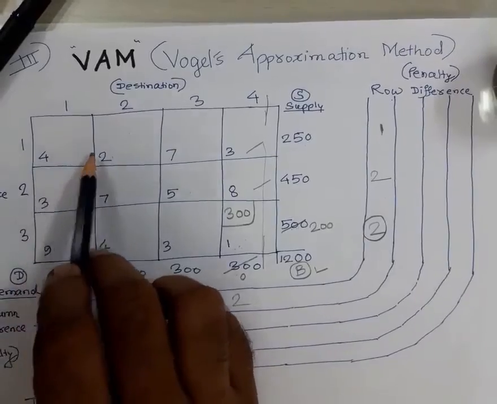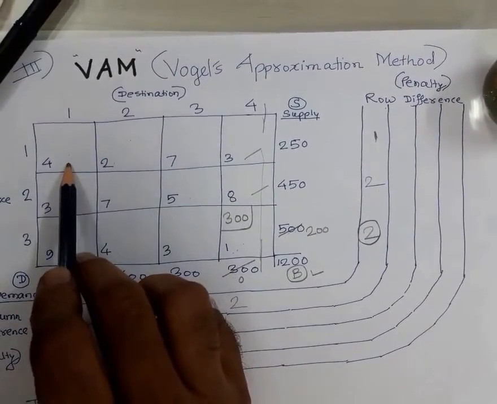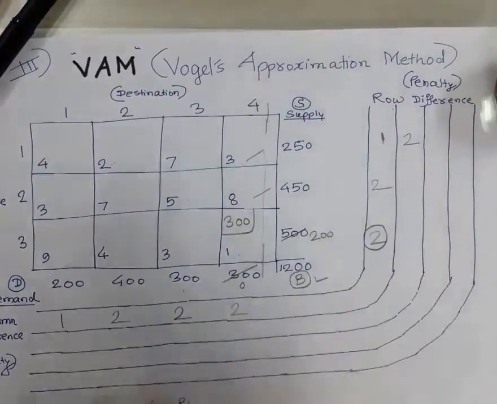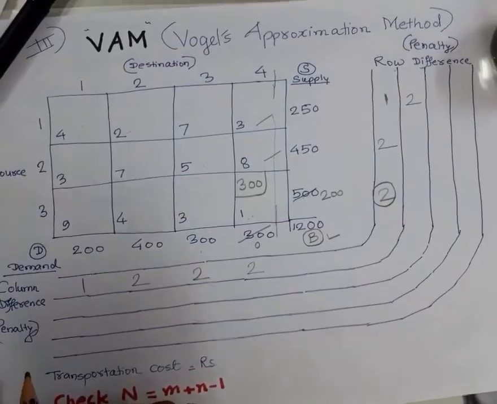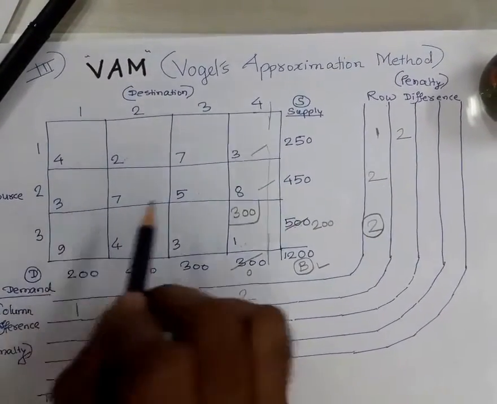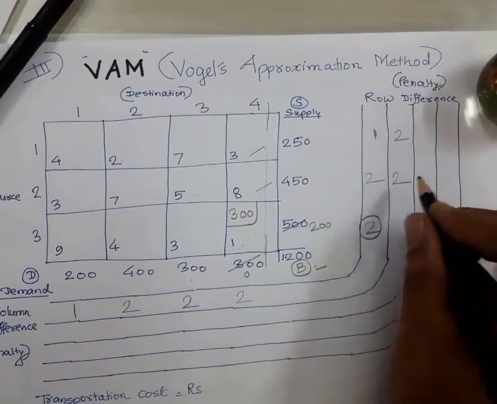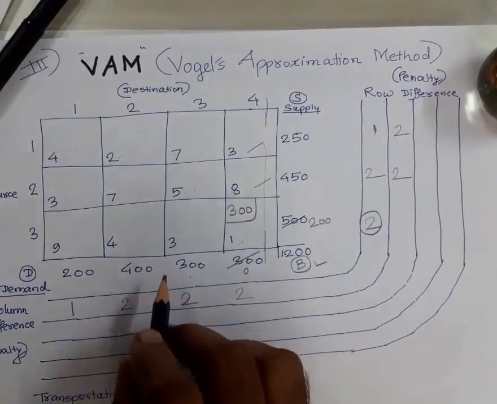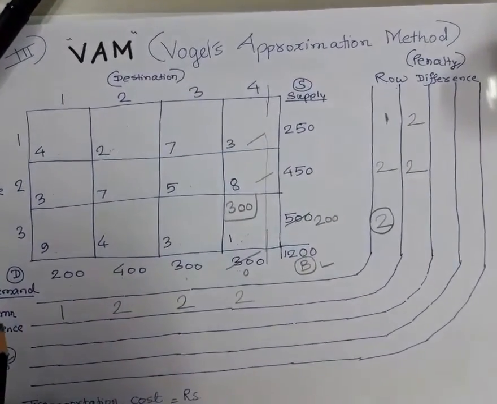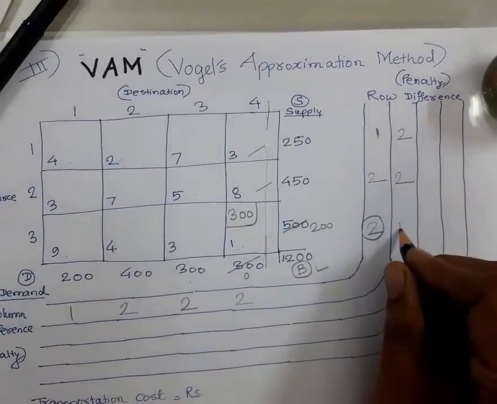Now for the first row, smallest is 2 and the next number is 4. So 4 minus 2, this will be 2. For the second row, smallest number is 3. Next number is 5. So 5 minus 3, this will be 2. For the third row, smallest number is 3 and the next number is 4. 4 minus 3, this will be 1.